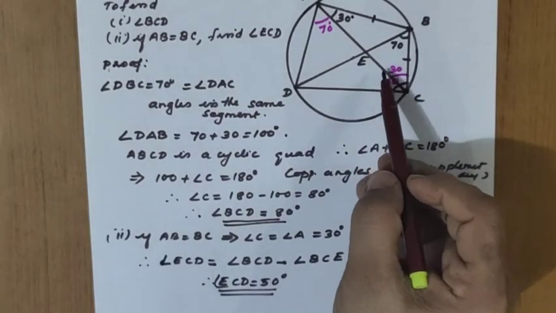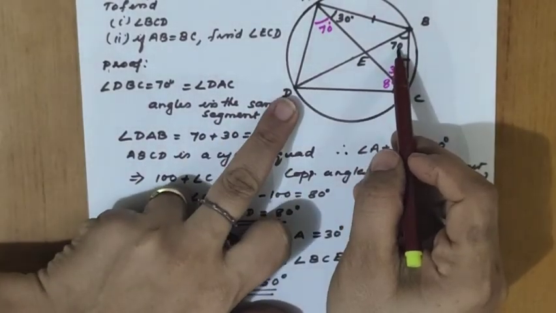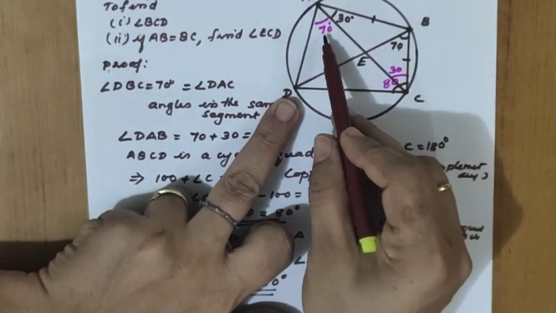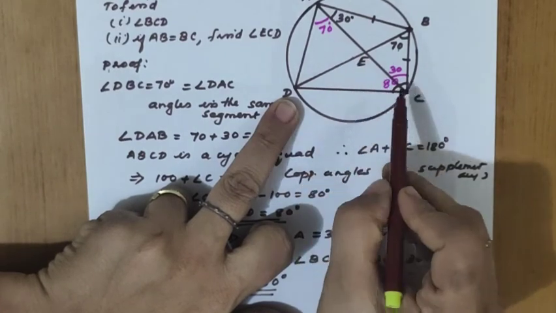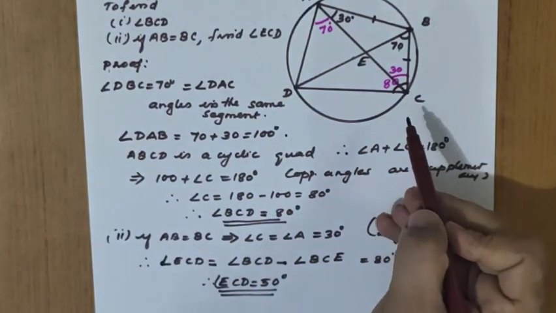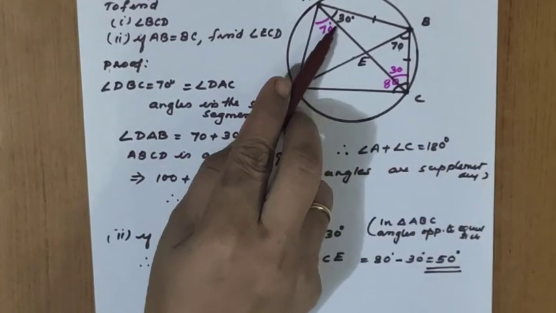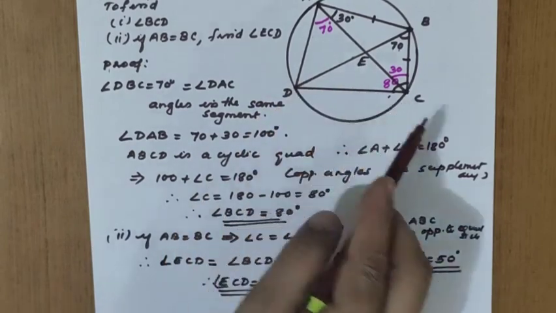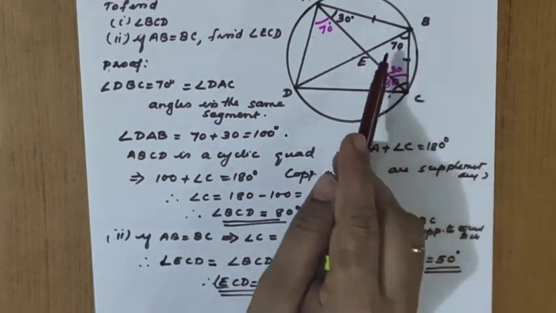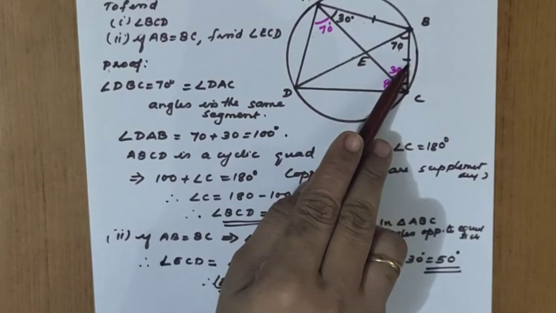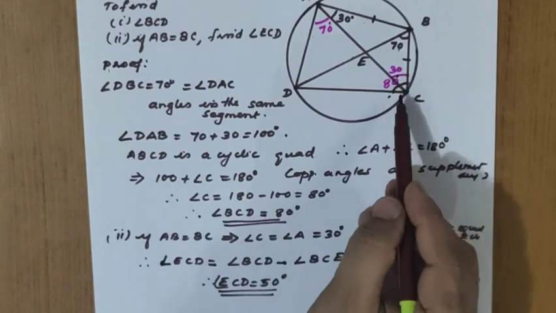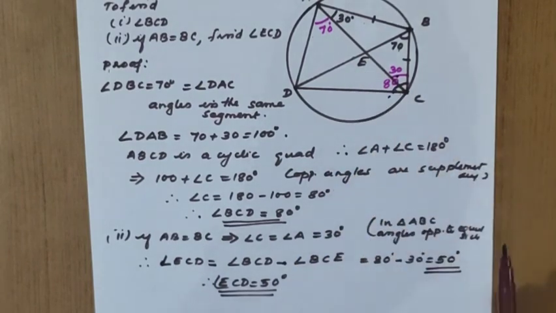So here DBC is 70, therefore what we have calculated, DAC is also 70. If we got 70, the complete angle is 100, right? So the opposite angle supplementary criteria in the cyclic quadrilateral we have used. So here 100 means what is the opposite angle? It is 80. 180 minus 100 is 80. Now again, what is further asked in the question? AB and BC are equal, suppose. Then the base angles are also equal, that means 30. So 80 minus 30, the remaining angle, that is ECD. So ECD equal to 50.